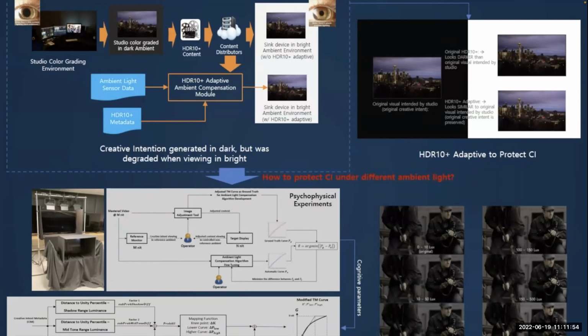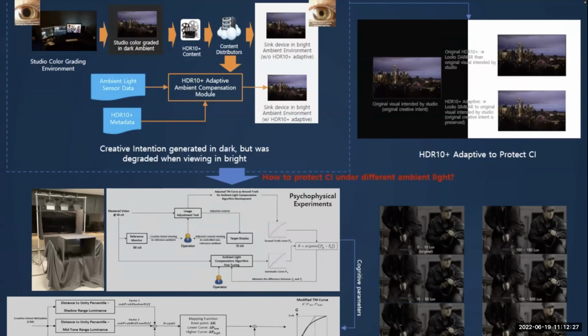As ambient light level increases, the perceived on-screen picture quality begins to progressively degrade. People will see much less shadow and mid-tone details. We innovatively designed a psychophysical experiment to learn from the human vision system. We proposed the HDR10 Plus adaptive algorithm, which integrates the metadata and the ambient sensor information to reproduce the colorist's creative intention as much as possible under different ambient light levels.